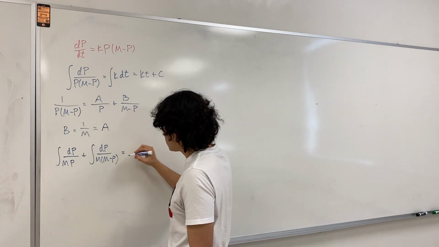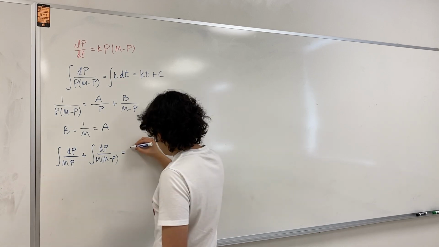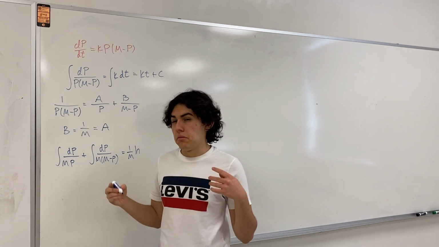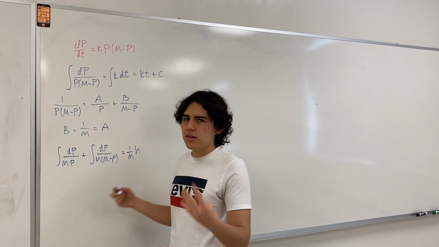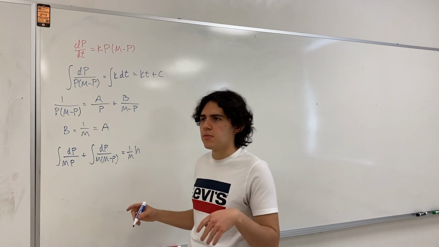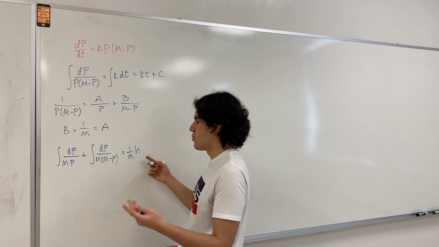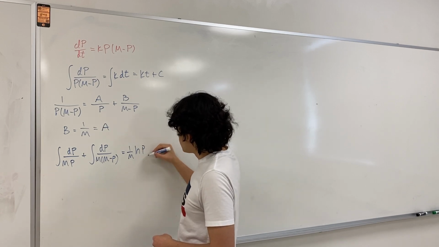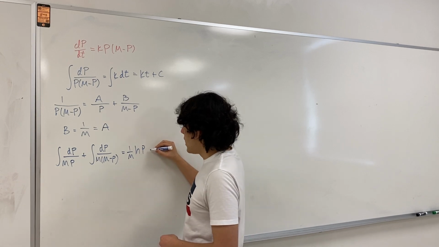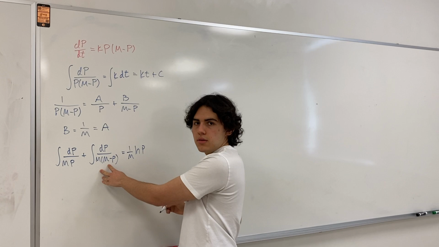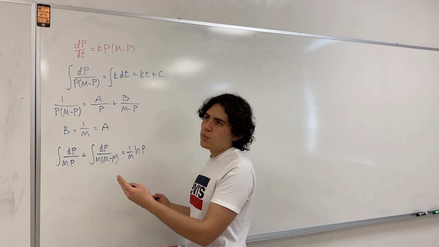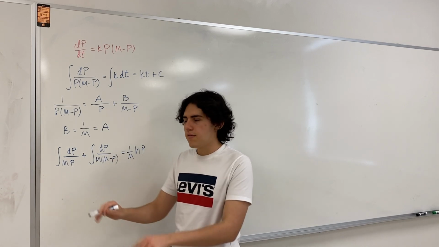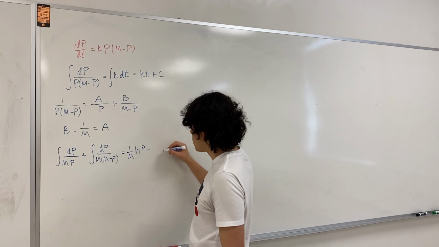Now let's continue solving this. So this should be 1 over M ln of the population. Now, the population cannot be negative in this case. It wouldn't make sense to have minus a million humans or minus a million rabbits. So I'm not going to use an absolute value because we're assuming that the population is always positive. So this is 1 over M times ln of P, and then notice here we have a negative in front of the P. If you have ln of (M minus P) and you differentiate that amount, you're going to get a negative in front. So we have to put a negative here to cancel out that negative.